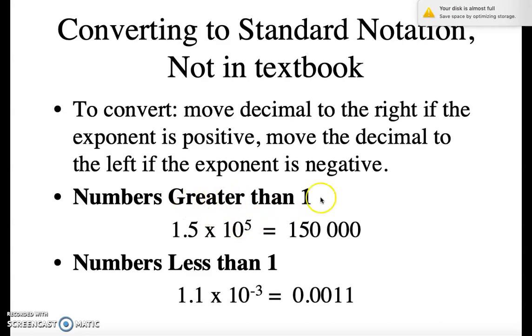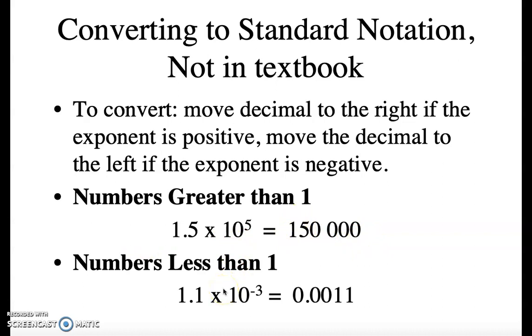So, numbers that are greater than 1. You have 1.5 times 10 to the 5th. As this number here is large, you want to bring it down to 0. So you're going to move the decimal point to the right 1, 2, 3, 4, 5. Now, originally it has 2 sig figs, so you can't write the decimal there. This has 2 sig figs now, so they match.